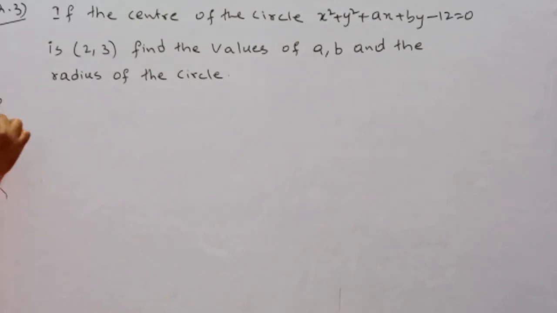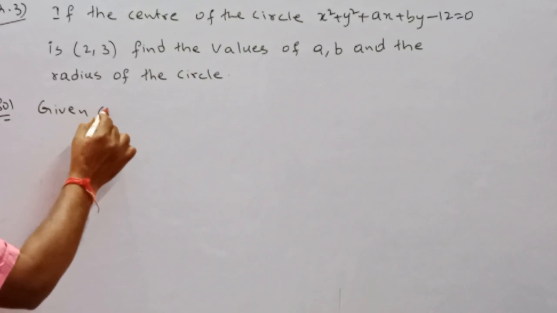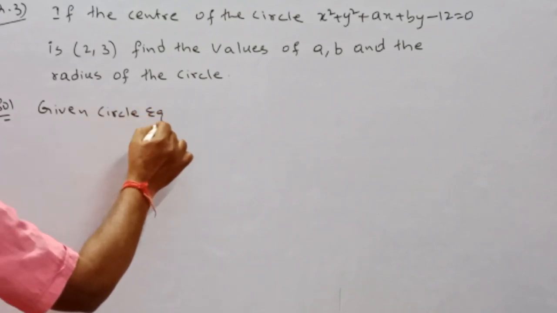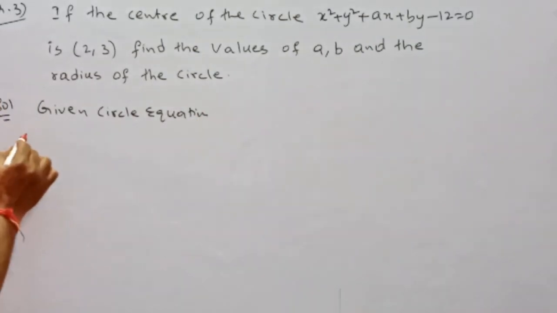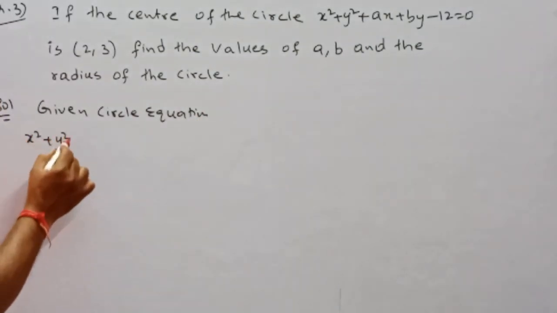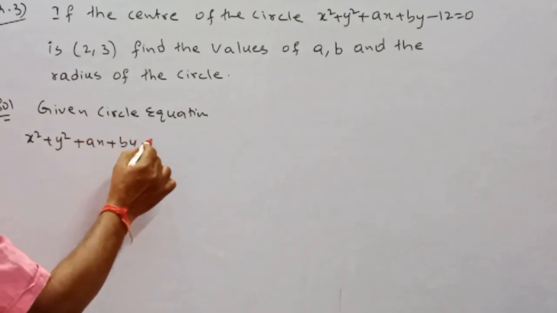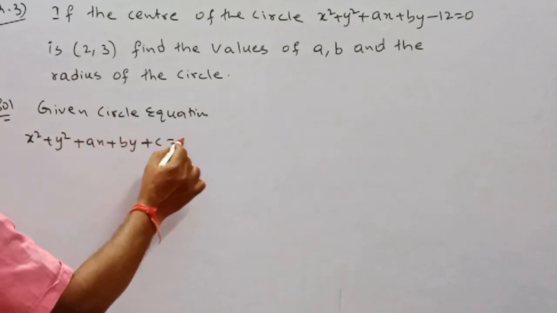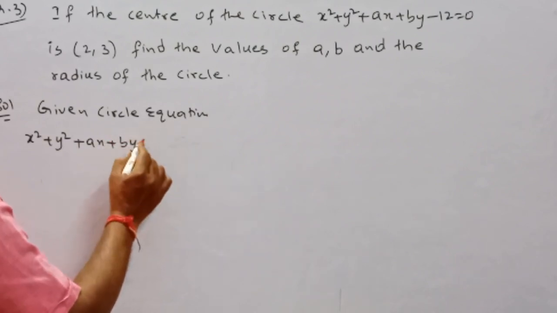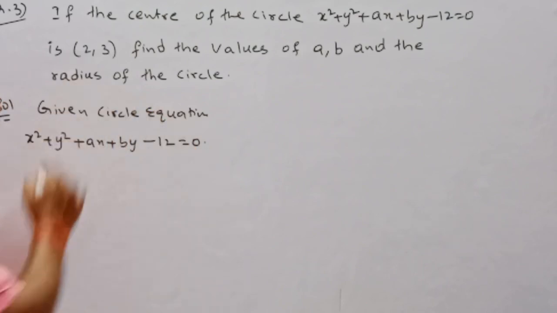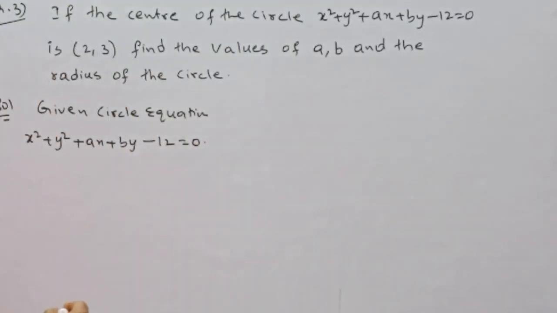Okay, you see here we have the given circle equation: x square plus y square plus ax plus by minus 12 equal to 0. This is given.